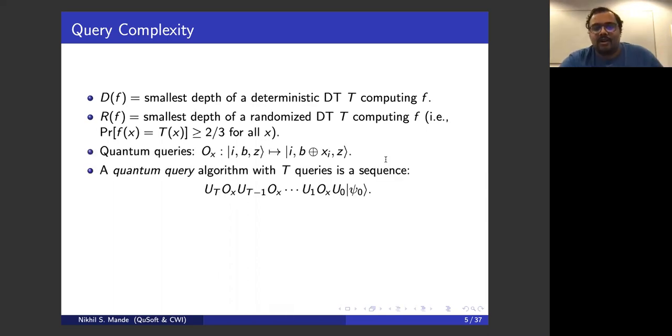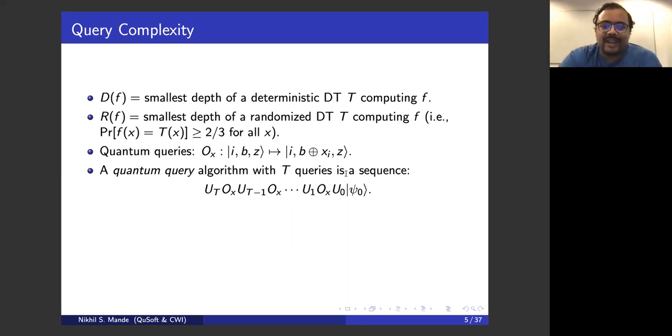And now there's a natural quantum analog of the decision tree or query model. Unfortunately, it's not cleanly capturable in the decision tree setting, but it's a natural generalization nevertheless. So instead of queries of the form, what is the value of x_i, you're allowed to make queries that are basically a superposition of what is the value of x_i. This is the quantization of this model, basically.